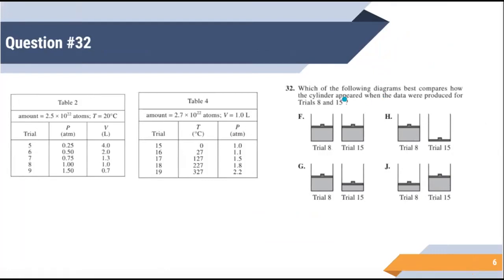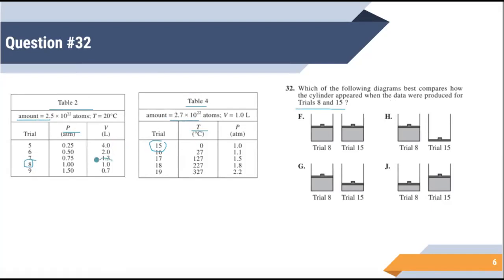Question 32 asks about trials 8 and 15. So here's trial 8. And here's trial 15. So we're going to have to use both table 2 and table 4. Okay, and they ask which one is the best diagram to represent them. Okay, we don't see anything about amount of atoms or pressure or temperature in the pictures, right? The picture pretty much just shows volume. Okay, so let's focus on volume.